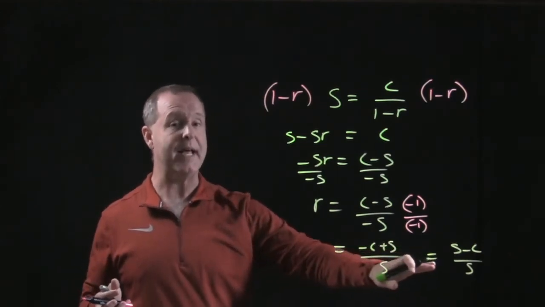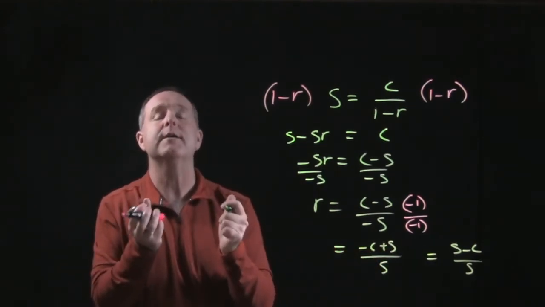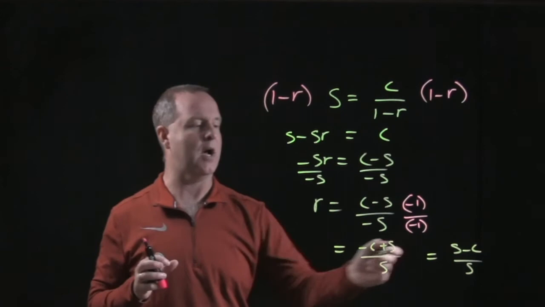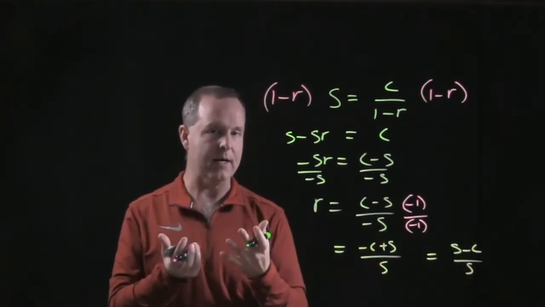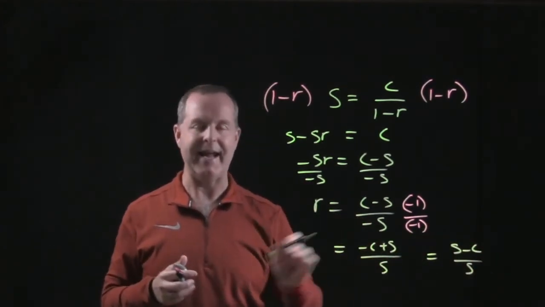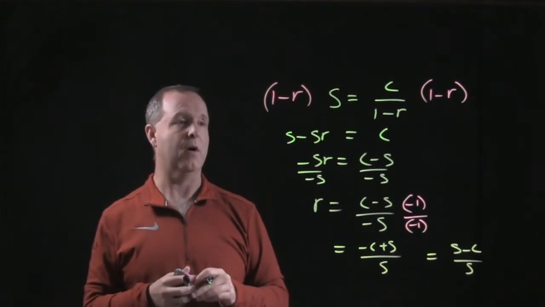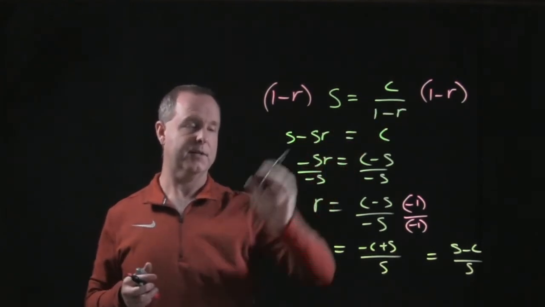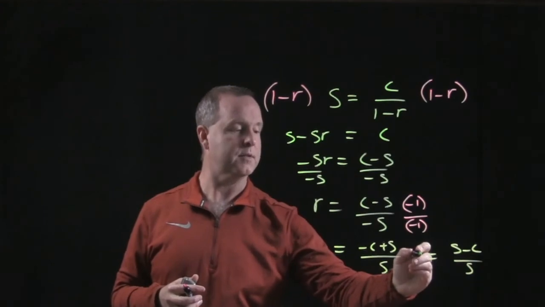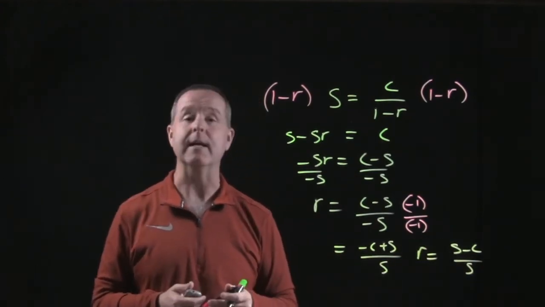And I can't cancel those s's out. Oh, I know we want to. We can't cancel those s's out because this s is part of a summation. So I have to leave it as such. So this original equation, solved for r, equals s minus c over s.